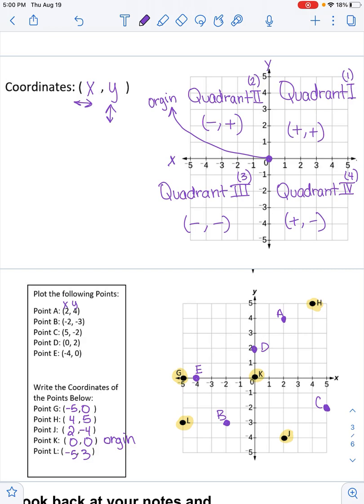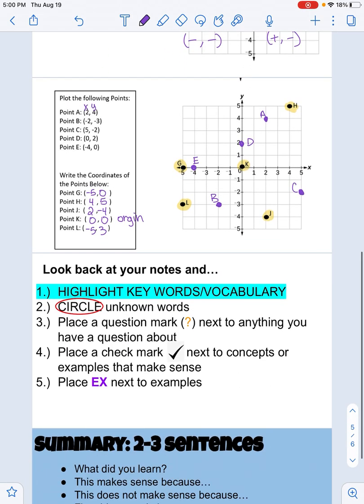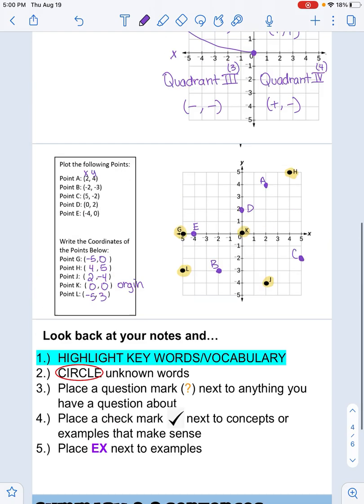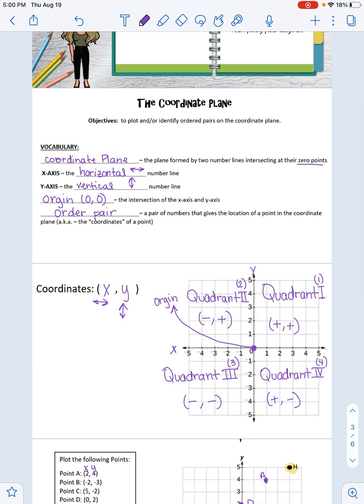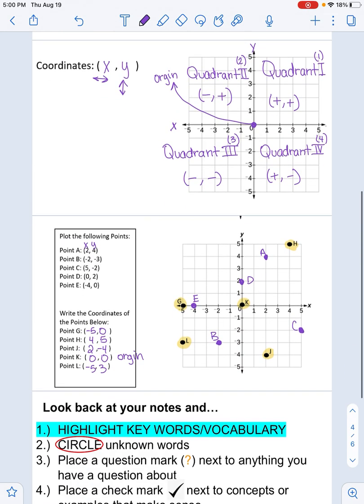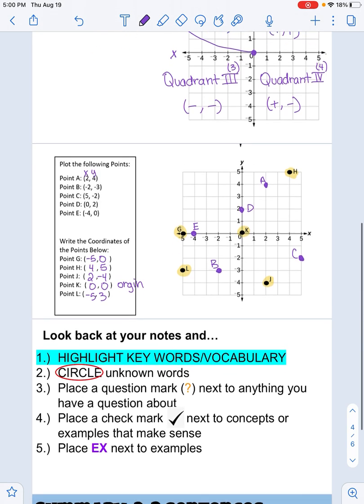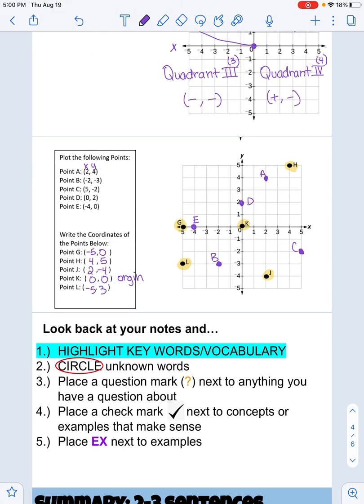So now what I would like you to do is to take a second and look back at your notes. I want you to highlight any key words or vocabulary from here. So we had some important words up here, vocabulary. Anything that's important with the labeling on the graph, I would like you to highlight. Okay, then I would like you to circle anything that is unknown. That way you know that you need to ask your teacher what that word means.